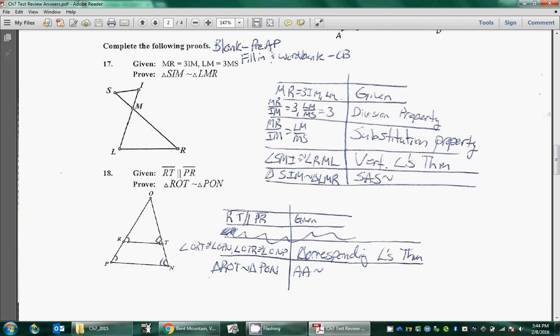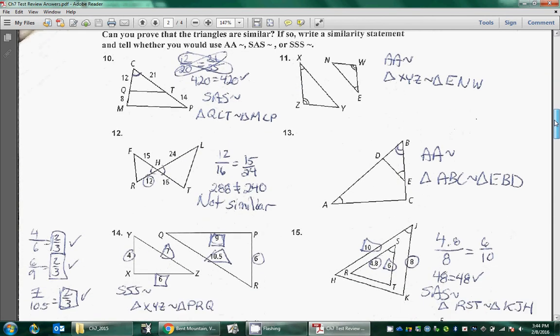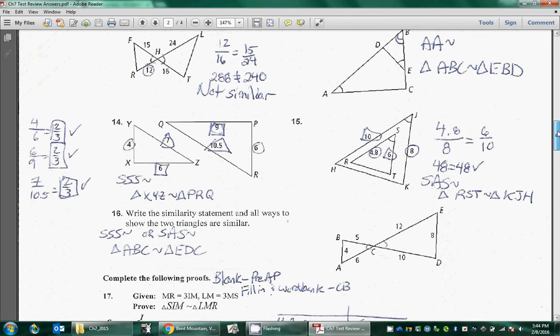So kind of like what you've seen before for your proofs for both classes, because pre-AP's always had blank. CB, you're going to have some fill-in-the-blank. You also have a word bank. Alright, with these, you're kind of doing the same thing that you did above here for, let me see what number it was. For numbers 10 through 15, really including 16.